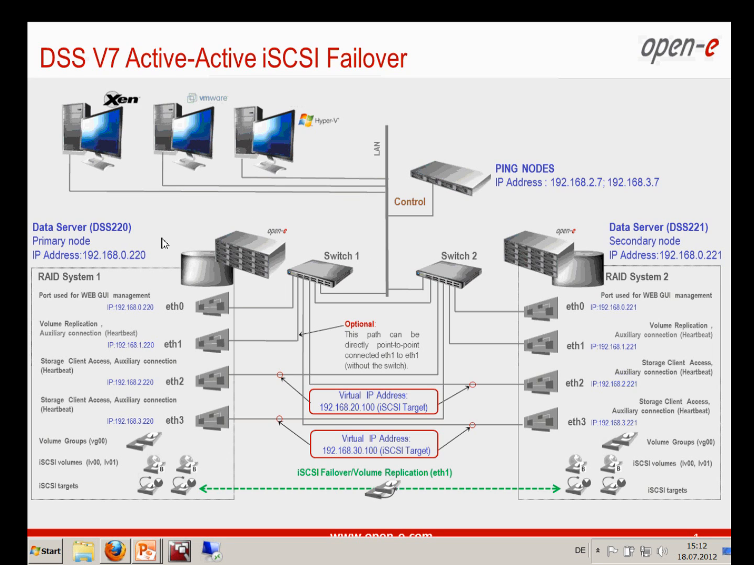So we have two servers, the first with 4 network interface cards, or port interfaces, and the other one as well. The IP addresses are, as you see, 192.168.0.220, 2 and 3 220, and here on the opposite side 0, 1, 2, 3, 221, 221, 221. We are going to use ETH1 for volume replication.